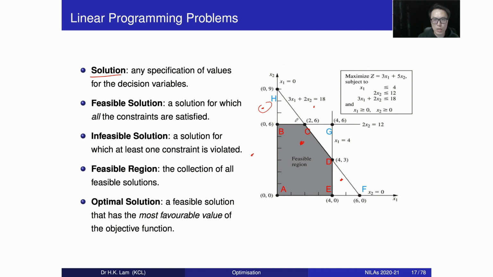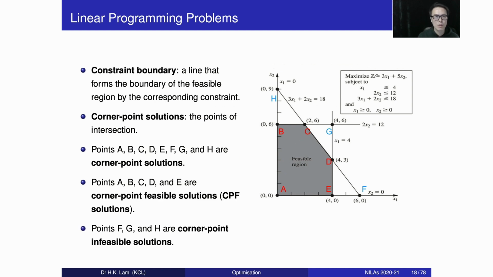Optimal solution is the one we pick that would maximize this cost function z. Constraint boundary is all these lines. When we set the less than or equal to sign to an equal sign, we are able to construct all these lines. They are the constraint boundaries. Corner point solution is the point of intersection of these constraint boundaries. For example, A, B, C, D, E, F, G, H are the corner point solutions. They are constructed by two constraint boundaries.